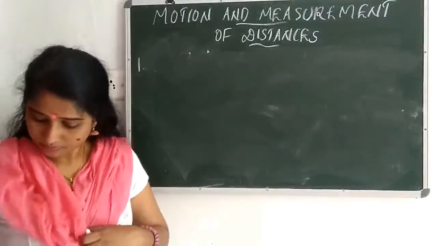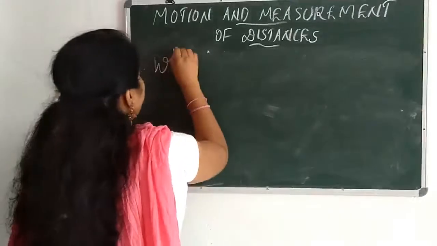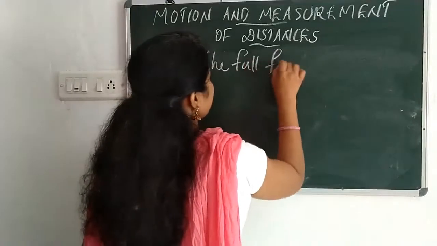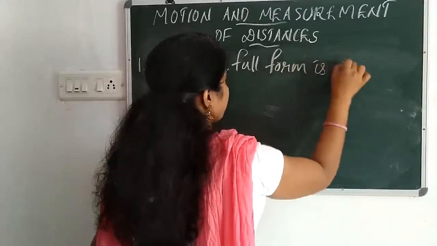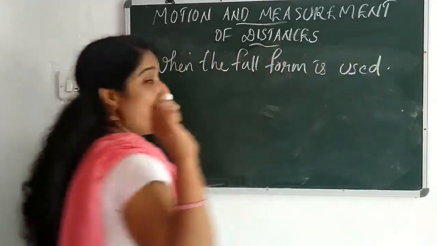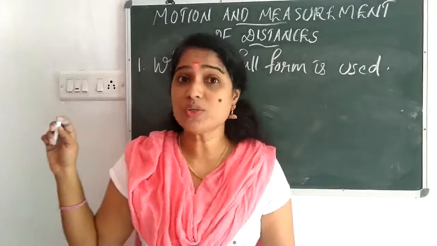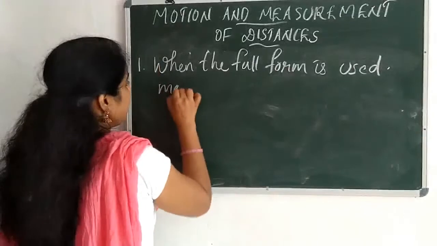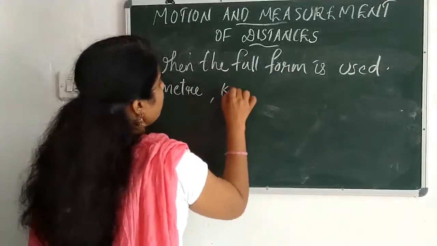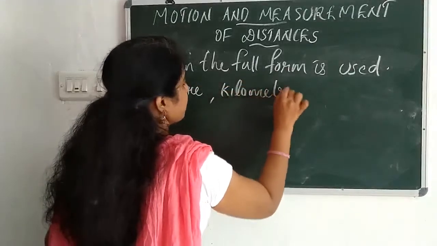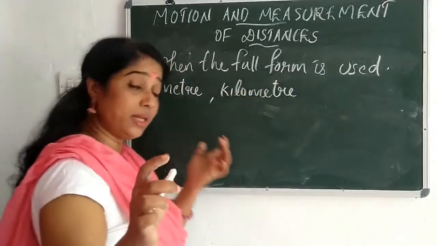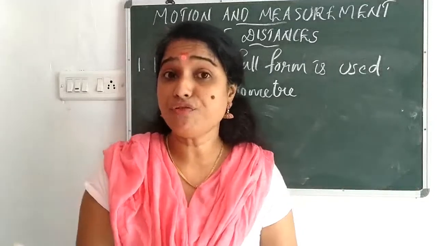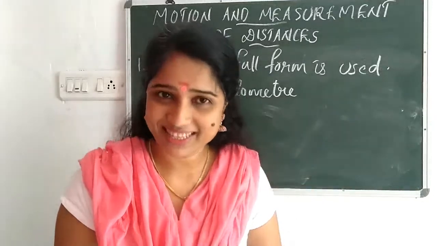Second rule, when the full form is used, the symbols are written in small letters. For example, meter, kilometer. You can write like this also. Don't think that namukku simple മാത്രമല്ല ഇങ്ങനെ full form-ലും എഴുതാം. When we write the full form, it should be written in small letters.